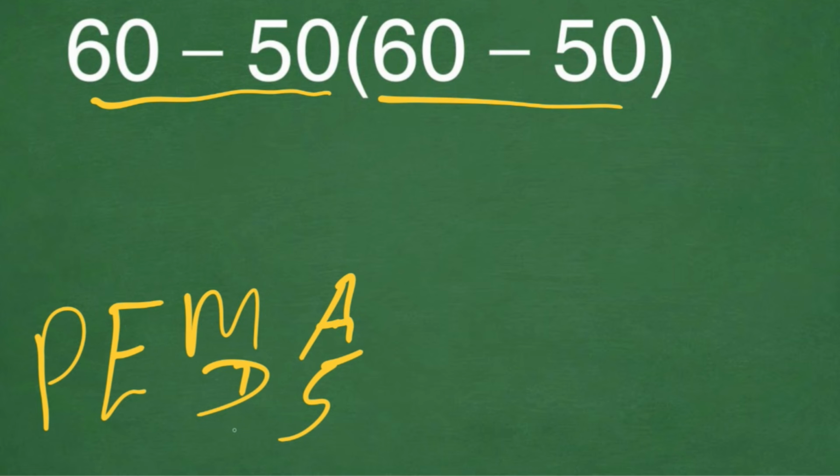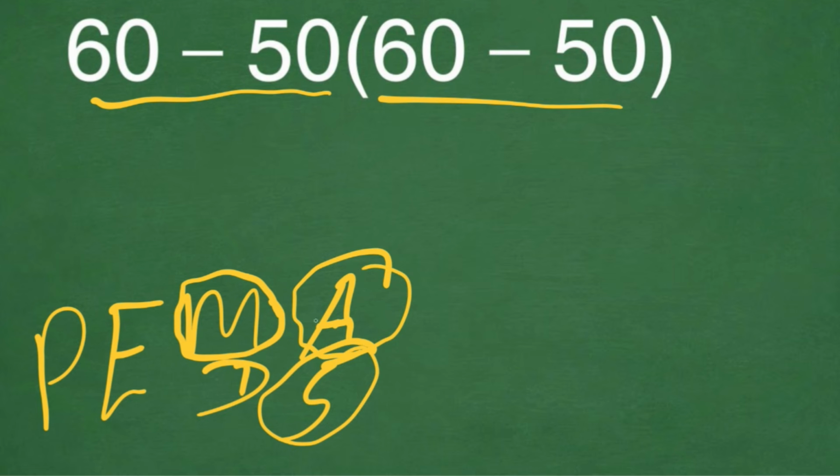Here is the thing. If we solve subtraction before multiplication, that is wrong, right? We have to solve multiplication before subtraction or before addition, right? Because multiplication or division have higher priority than addition or subtraction. They are higher priority, they are expected to be solved before addition or subtraction.